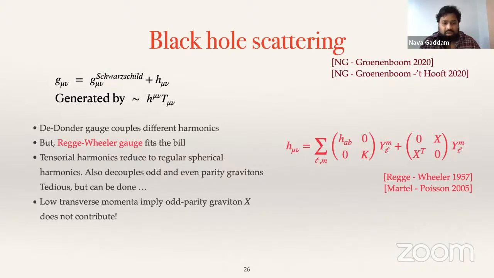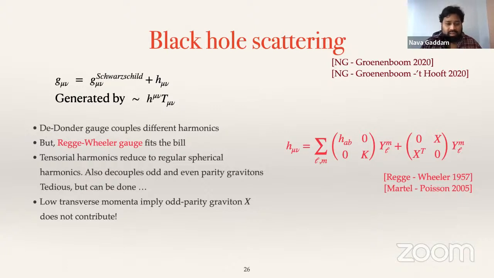So H_AB is the longitudinal direction, a 2 by 2 matrix, and then K is a transverse scalar on the 2-sphere. So the even mode has 4 degrees of freedom. H_AB is a 2 by 2 symmetric matrix, so it has 3 degrees of freedom. K is 1 transverse scalar. And then there are 2 degrees of freedom that sit inside X in the odd parity mode. So in total, these are 6 different degrees of freedom inside the metric, inside the graviton. And the Regge-Wheeler gauge essentially has gauge fixed the other 4, so that we have all the available physical off-shell degrees of freedom.